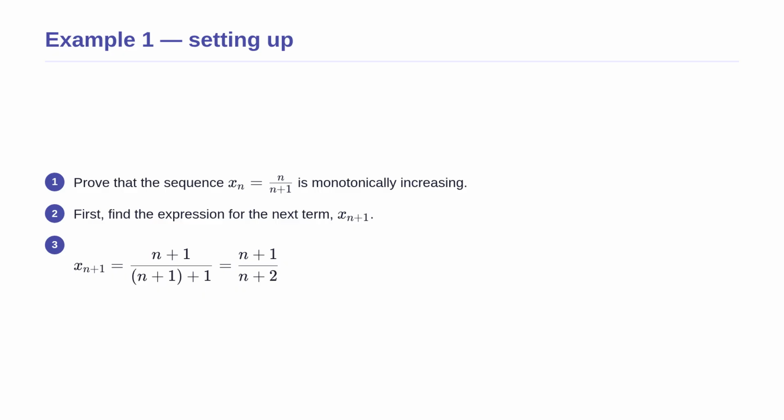To use the subtraction method, we first need to find the expression for the very next term. We do this by replacing every n in our formula with n plus 1. As you can see on screen, this gives us n plus 1 divided by n plus 2. Now we are ready to set up our subtraction.